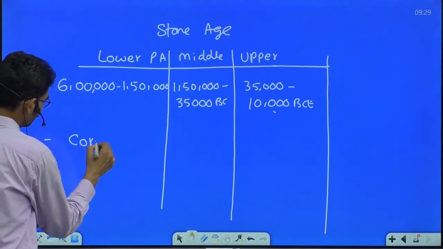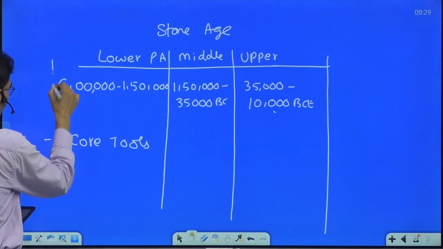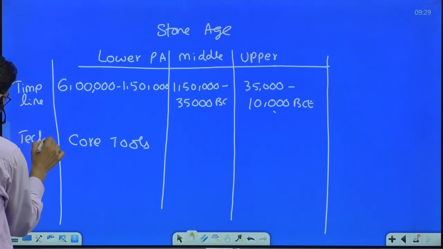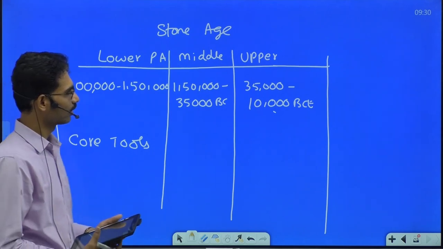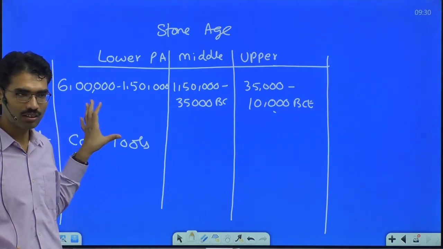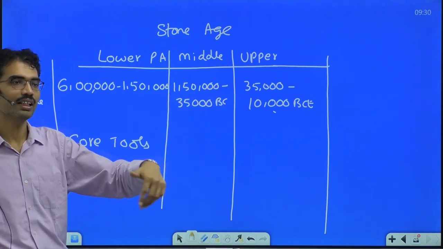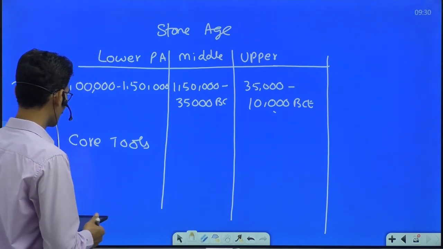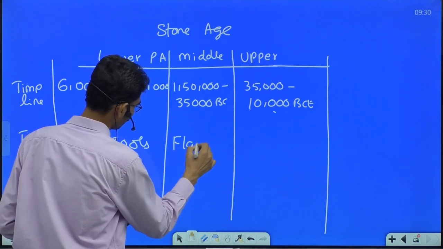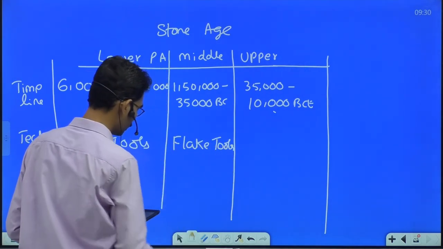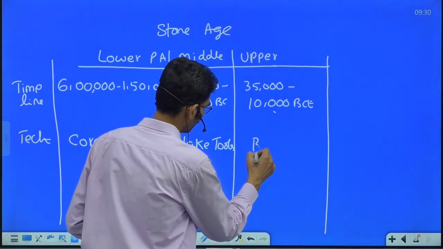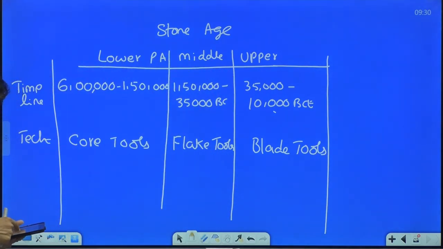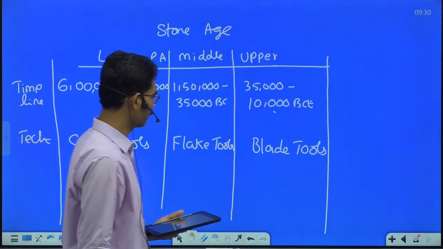This technology is core tools. Timeline, technology. Directly UPSC will never ask on these directly. The way we have written earlier, that is how UPSC asks the question. But these facts you can include to improve the answer. Core tools, flake tools, blade tools.